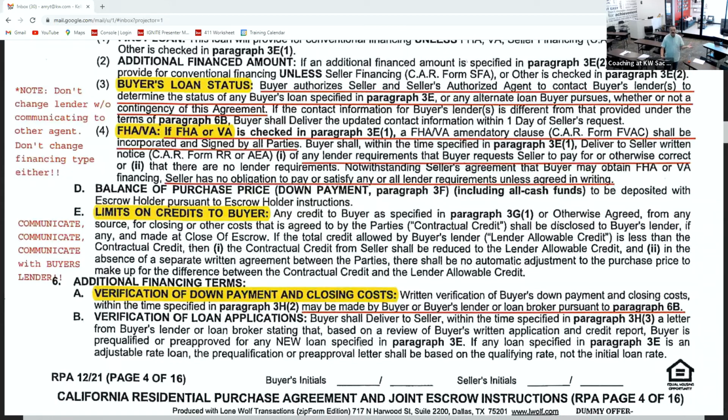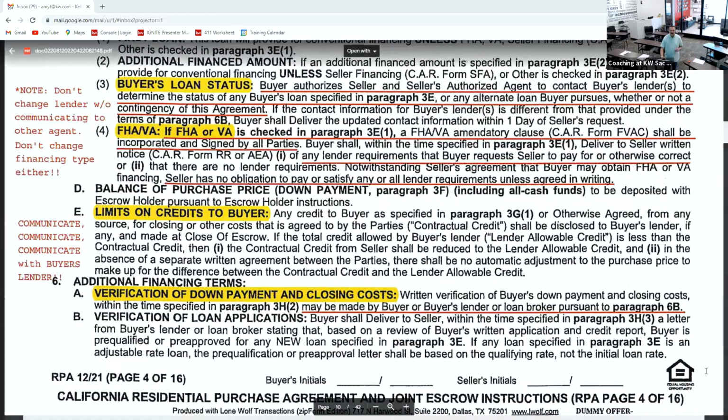So even though the seller might be willing to credit $15,000 for recurring and non-recurring closing costs, which is great for your buyer, in the process of getting their loan they might only be able to use $10,000 of it. So just touch base with your lender.